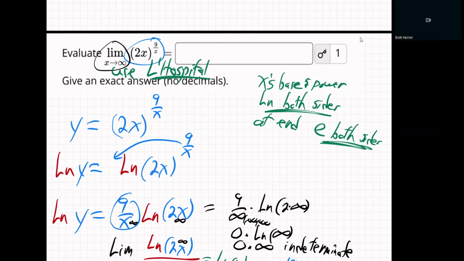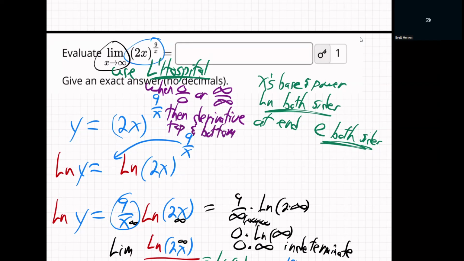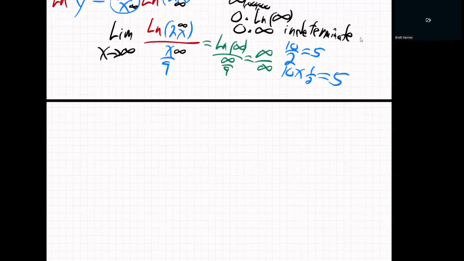So what is L'Hopital? That's when you have 0 over 0 or infinity over infinity, then you can take the derivative of the top and the bottom separately. Separately being the key word. That's what L'Hopital's rule says. When you have 0 over 0 or infinity over infinity, that's a requirement, and we just got it. Then you can take the derivative of the top and bottom separately, not quotient rule, separate derivatives.